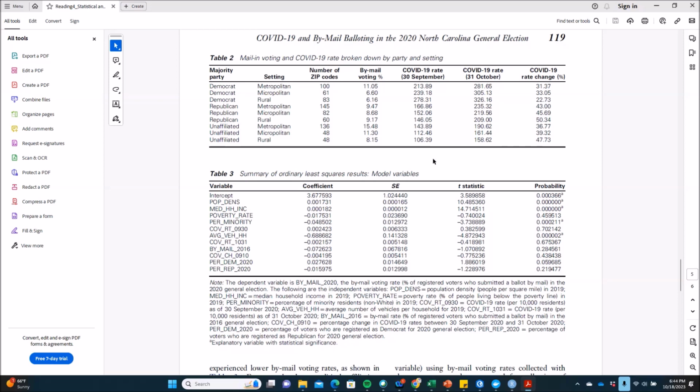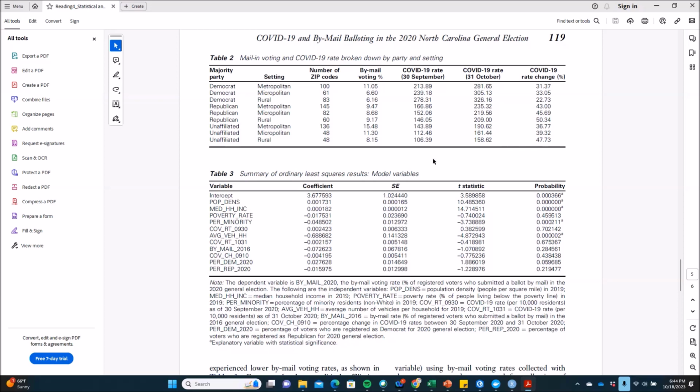You can see these unaffiliated people by far had the lowest COVID rates, which I thought was interesting. And they had really high by-mail rates. So it wasn't even a Democrat-Republican thing. It was largely that Democrat or Republican, you're your own high COVID, low by-mail, while us unaffiliated across metropolitan, micropolitan, and rural areas are the ones with low COVID and high by-mail. Even though you kind of see the Democrat metropolitan trying to fit into this other box over here.